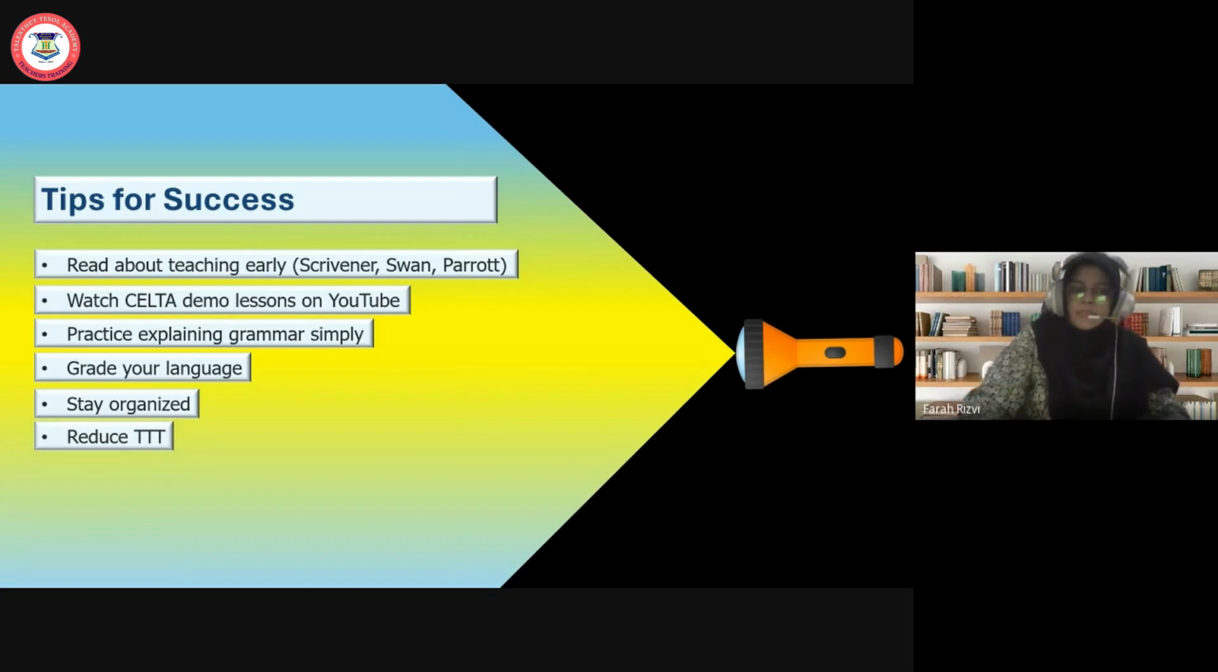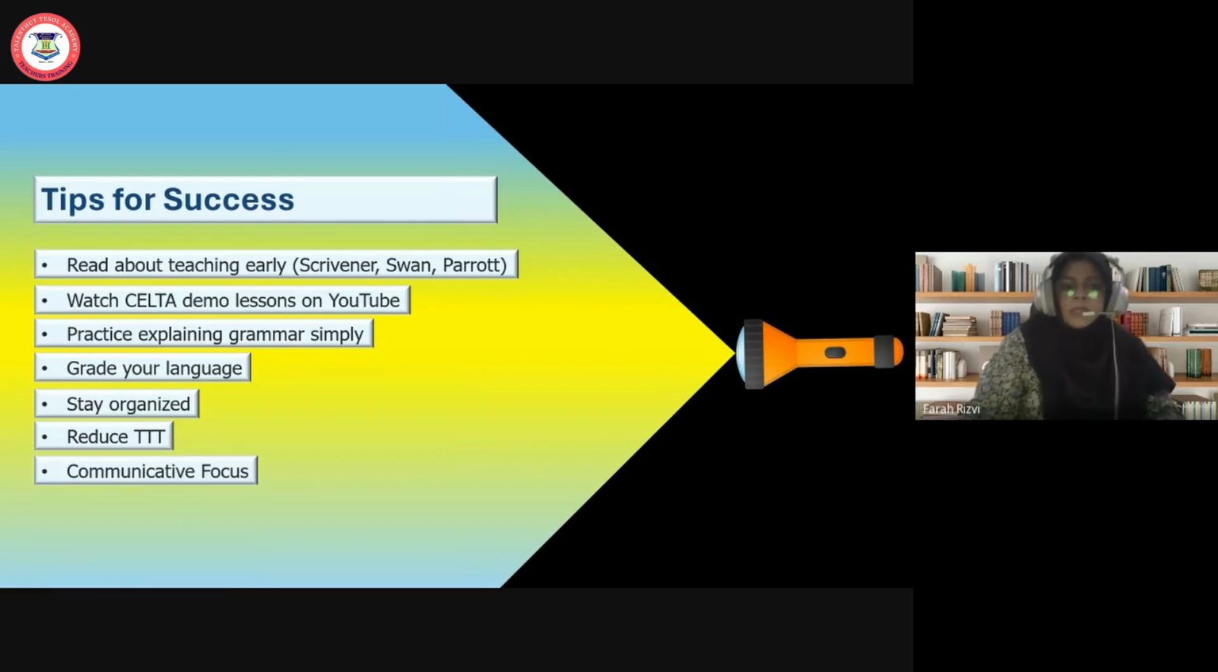Reduce TTT. It is very important because TTT means teacher's talk time. Reduce teacher's talk time and increase student talk time. STT and TTT are very important. When you reduce your TTT, your lesson will be more student centered and less teacher centered, and students will participate in the classroom more than the teacher.